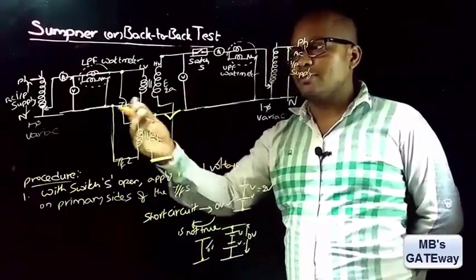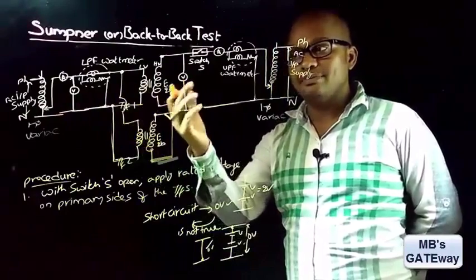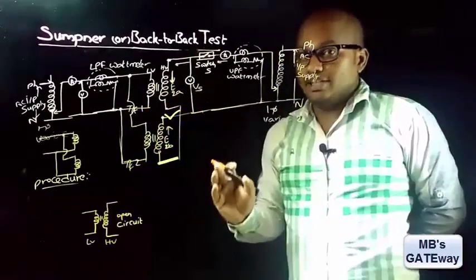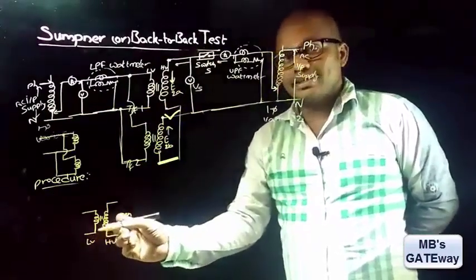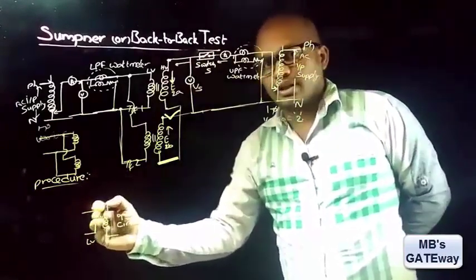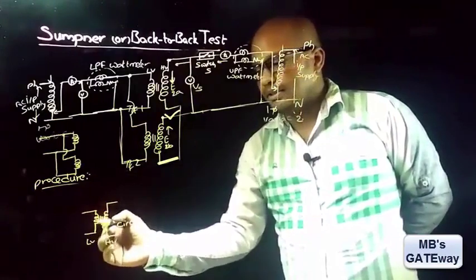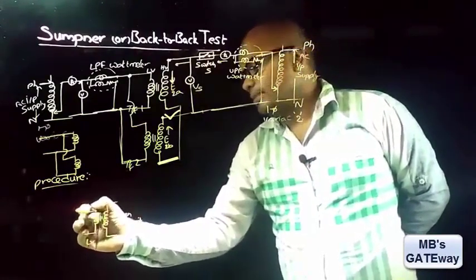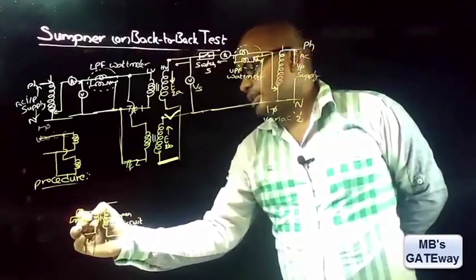Now let's discuss, by viewing from this side, how this can be an open circuit test. In the open circuit test, the HV side is left open and on the LV side rated LV voltage is applied. And to measure the input power taken by the transformer, an LPF type of wattmeter is connected.